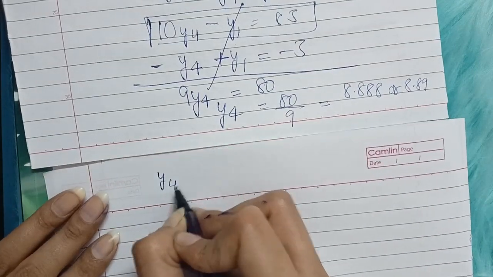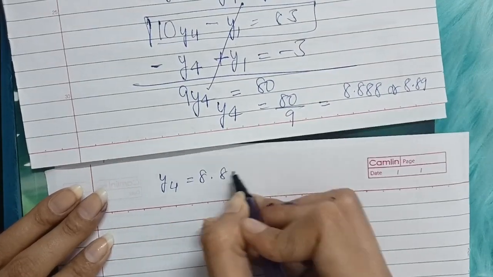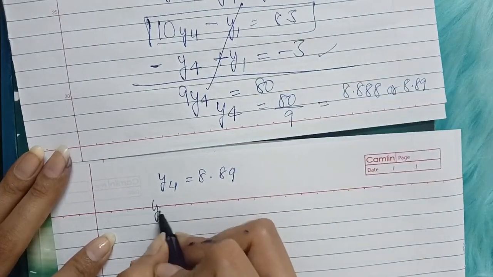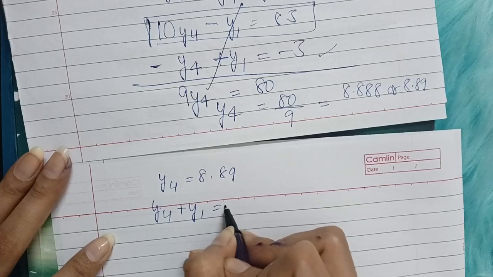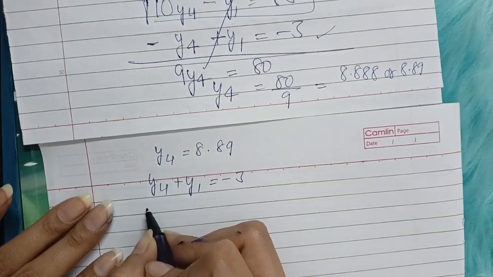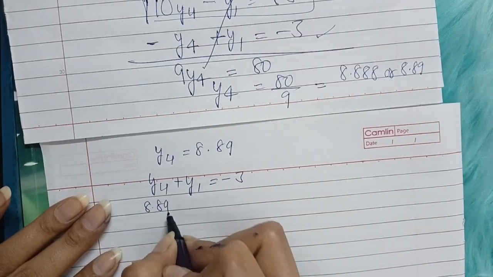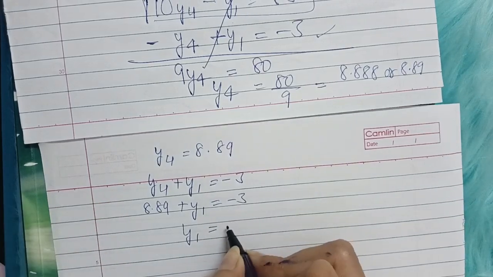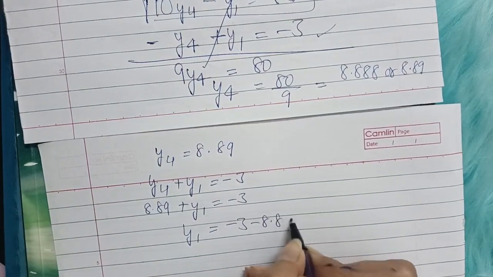So y4 equals 8.89. So I'm putting this value in this equation, right? So y4 plus y1 equals minus 3. So I'm putting here 8.89 plus y1 equals minus 3. So y1 equals minus 3 minus 8.89.